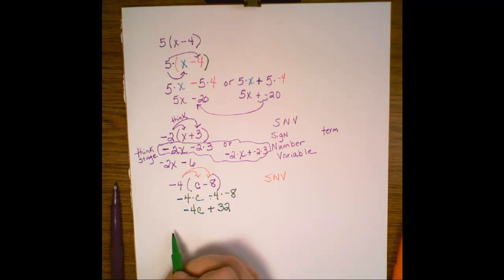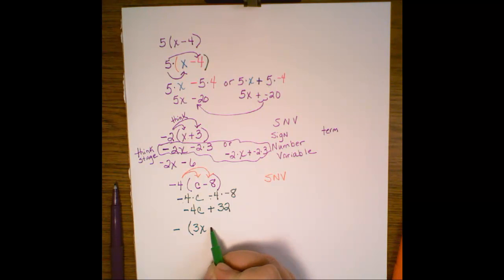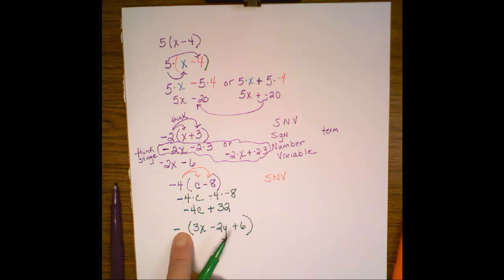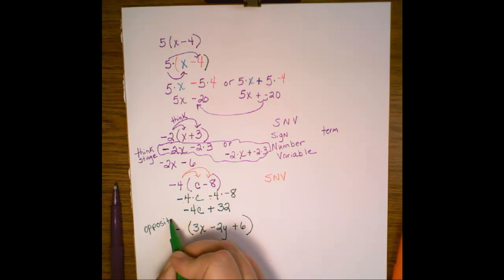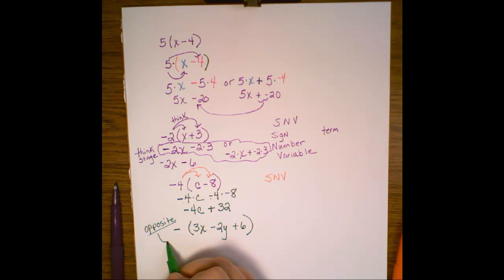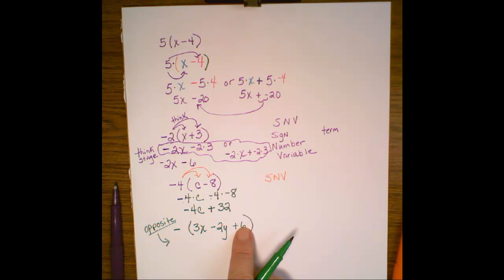Okay, let's look at the next one. Negative (3x minus 2y plus 6). Now there are two ways to look at this problem. In this problem, we can think of this as being the opposite of what's inside the parentheses.